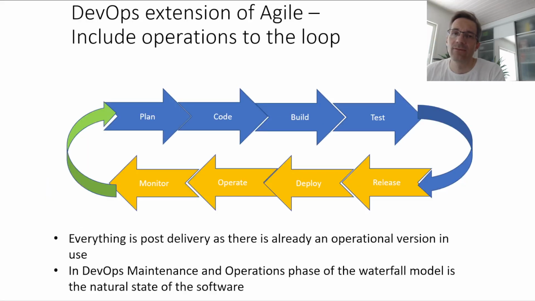Next, we have the DevOps model, which is basically an extension of the agile software development to also include operations in the loop. We can see the agile phase here on the top.